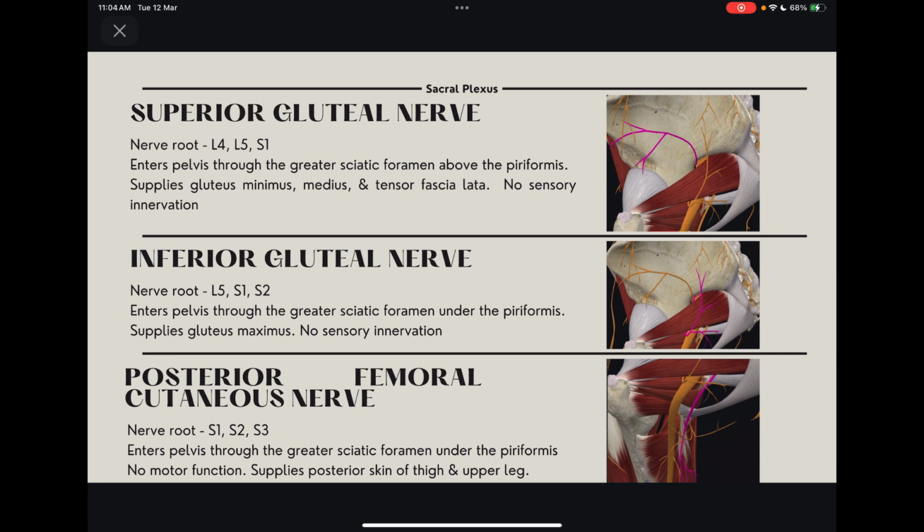So again, superior and inferior gluteal nerves are supplying muscles. Superior is supplying gluteus minimus, medius, and tensor fascia lata. Inferior is supplying the gluteus maximus. Both of them don't have any sensory innervation. Superior gluteal nerve is entering above the piriformis muscle in the greater sciatic foramen, and the inferior gluteal nerve and the posterior femoral cutaneous nerve are entering under the piriformis muscle in the greater sciatic foramen. Posterior femoral cutaneous nerve is supplying the posterior part of the thigh and the upper leg.